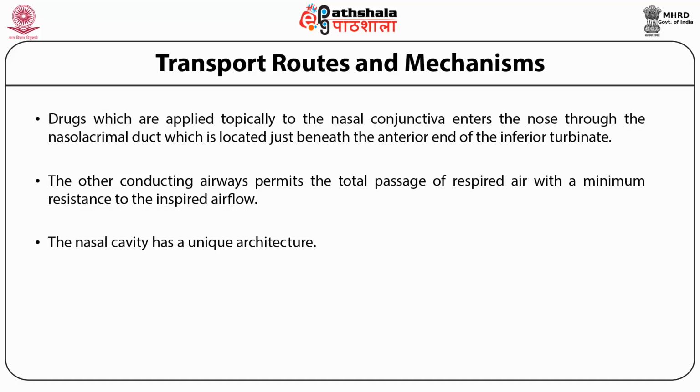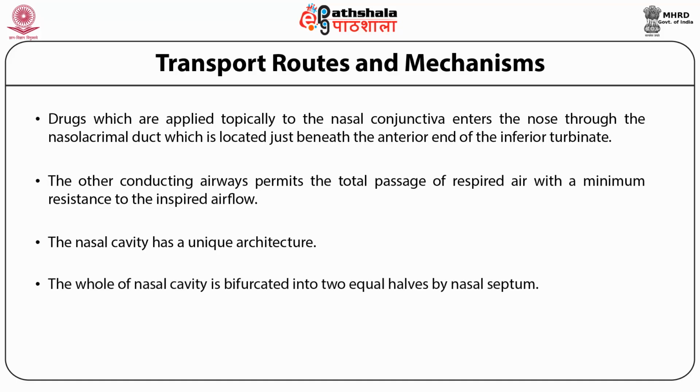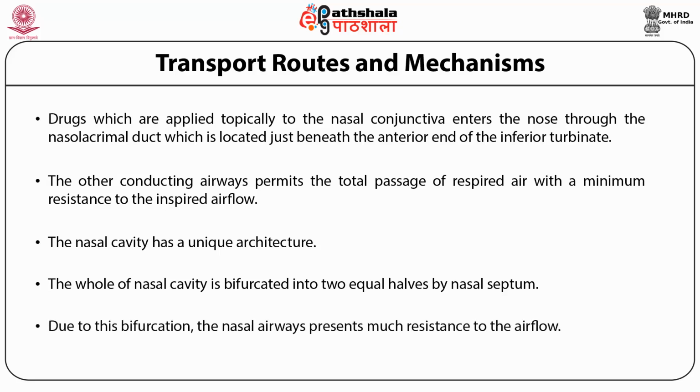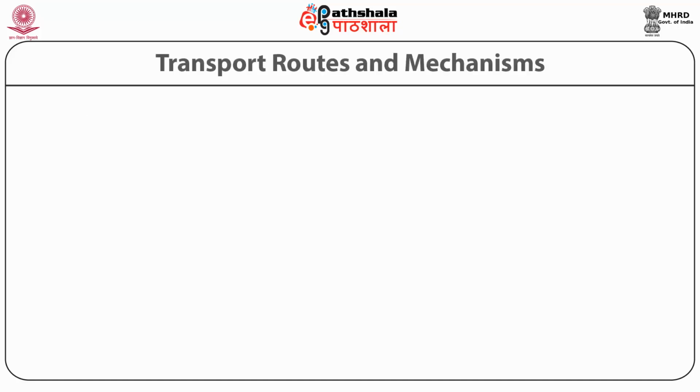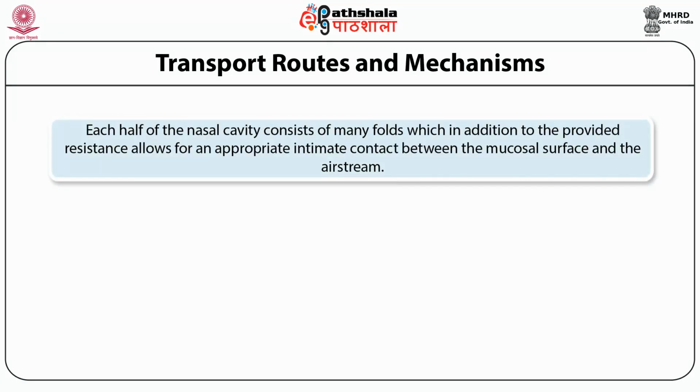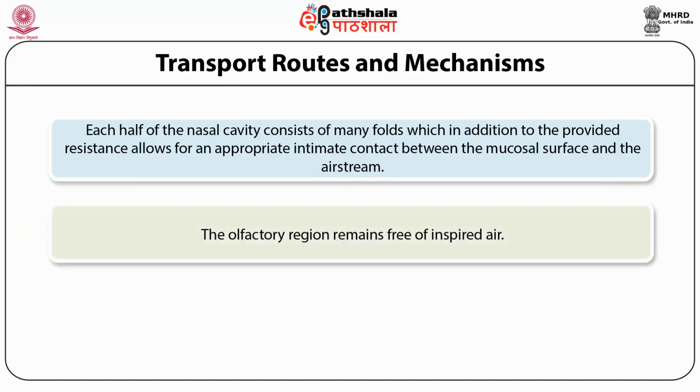The nasal cavity, as has already been discussed earlier, has a unique architecture. The whole of the nasal cavity is bifurcated into two equal halves by the nasal septum. Due to this bifurcation, the nasal airways present much resistance to the airflow. Each half of the nasal cavity consists of many folds, which in addition to the provided resistance allow for an appropriate intimate contact between the mucosal surface and the airstream. The olfactory region remains free of inspired air.